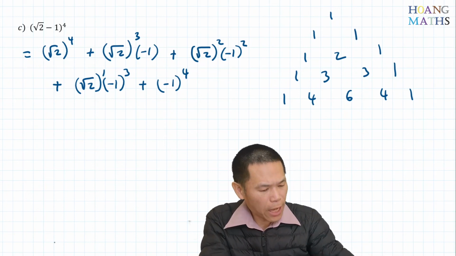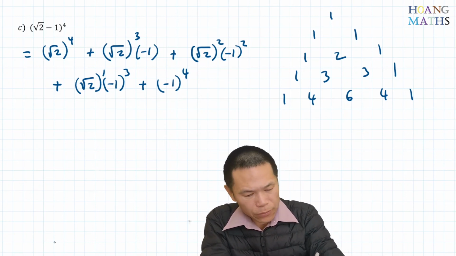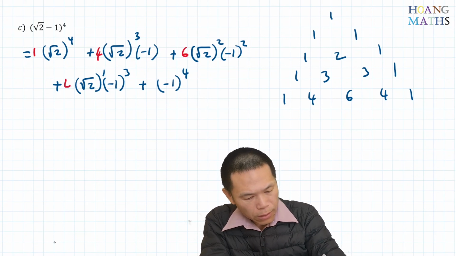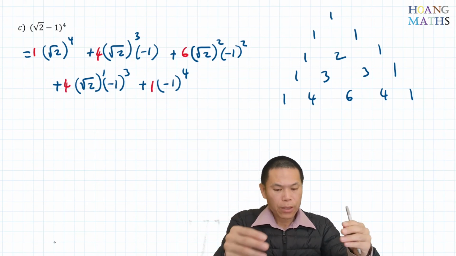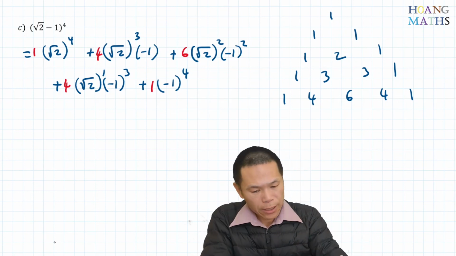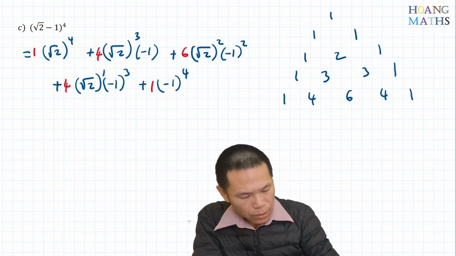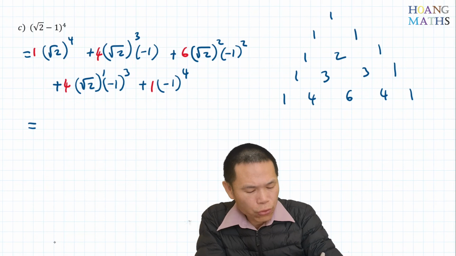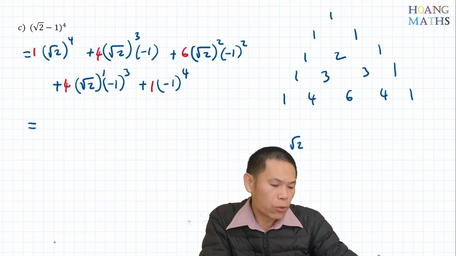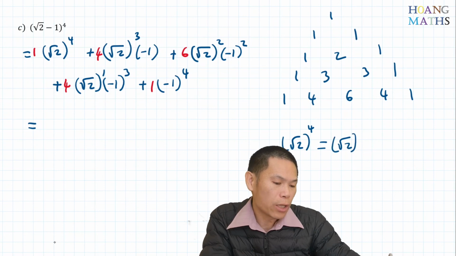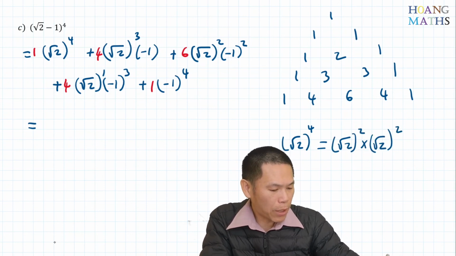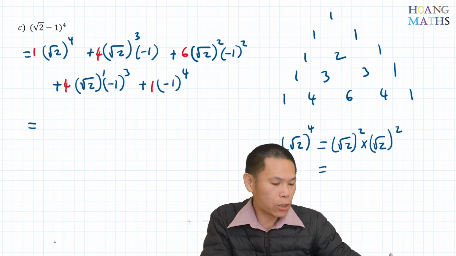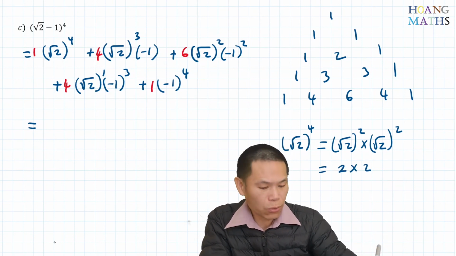Now we just need to write down the coefficients, and the coefficients are 1, 4, 6, 4, 1. Now we just simplify. So we have root 2 to the power 4. The first term is exactly the same as root 2 squared times root 2 squared. But root 2 squared is 2, and then 2 times 2 is 4.